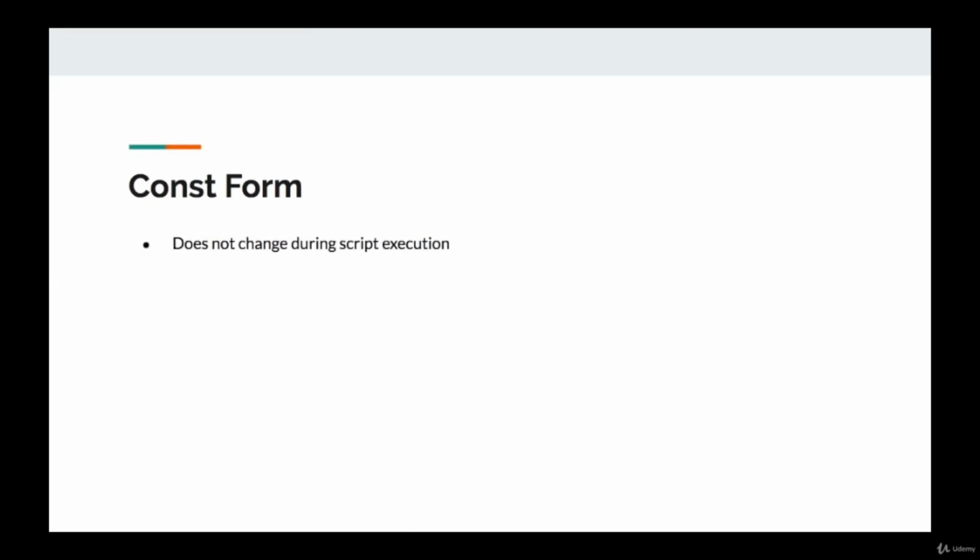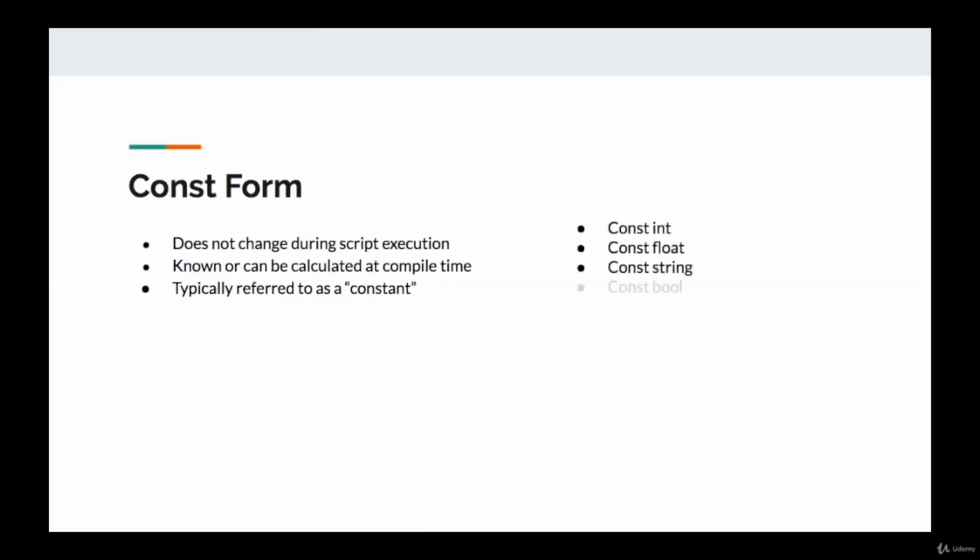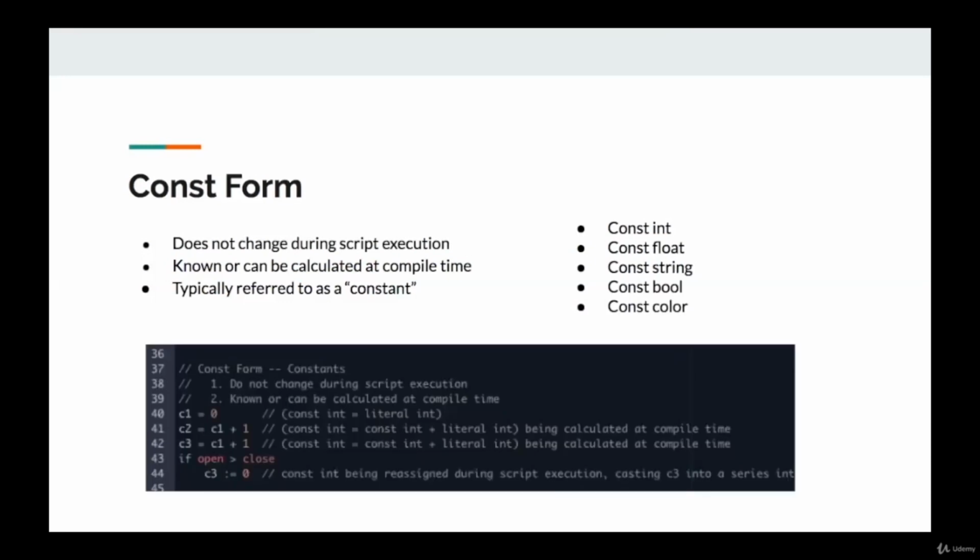Moving on to const form. This form does not change during script execution. It's known or can be calculated at compile time. And it's typically referred to as a constant because this form remains constant throughout the whole execution of the script. You have constant int, constant float, constant string, constant bool, constant color.